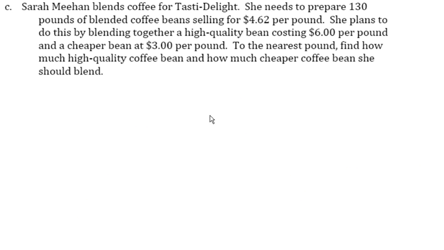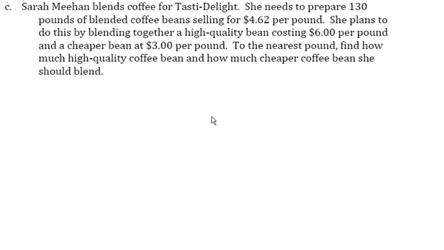Okay, for C we have another word problem. It tells us Sarah Meehan blends coffee for Tasty Delight. She needs to prepare 130 pounds of blended coffee beans, selling for $4.62 per pound. She plans to do this by blending together a high-quality bean costing $6 a pound and a cheaper one costing $3 a pound. To the nearest pound, that's important there, nearest pound, find how much quality coffee bean and how much cheaper coffee bean she should blend.